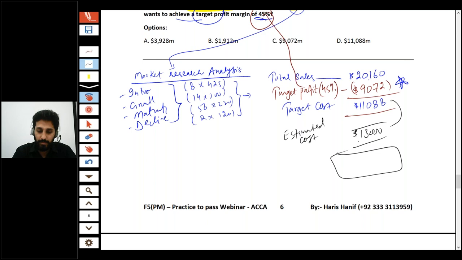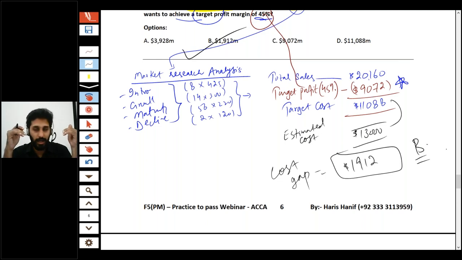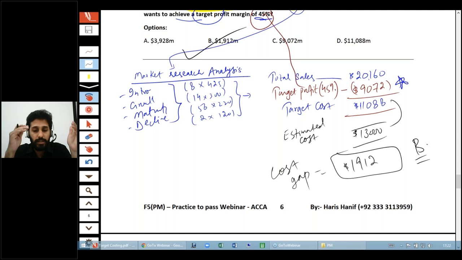So what is the cost gap? They actually need the cost gap in total. That's 1912. So B is the option. B is the ultimately correct option for this thing. See that we had calculated the total target cost, total estimated cost, and total cost gap. That's very simple, right? Now let's move ahead for the theoretical aspects of this question. We have to finish this and move forward for the life cycle costing as well.